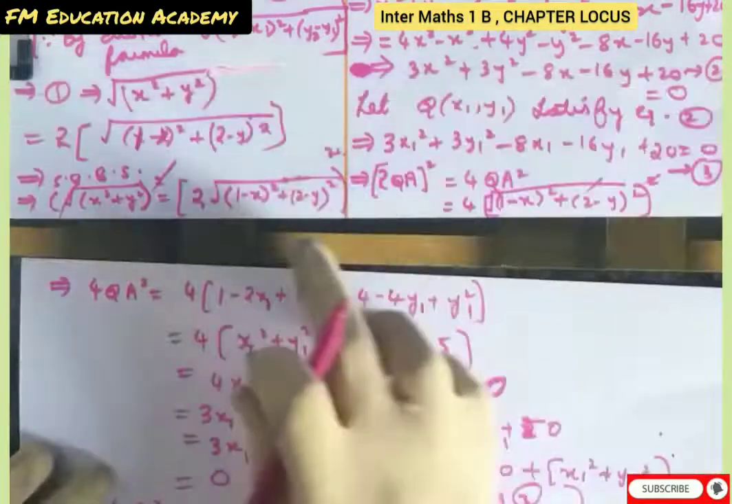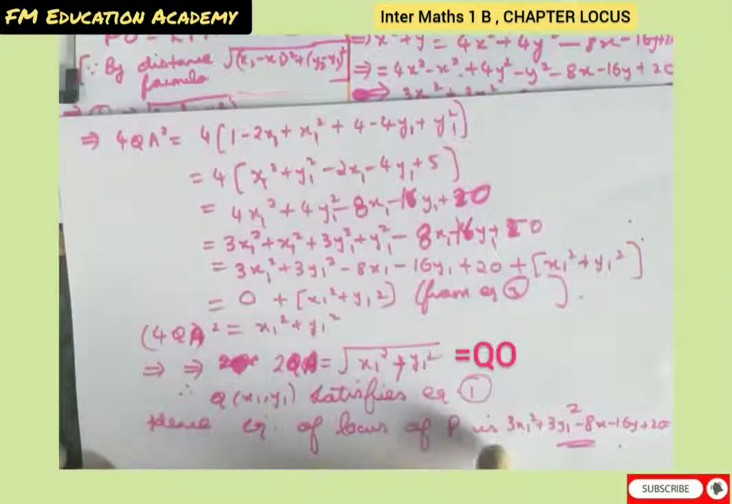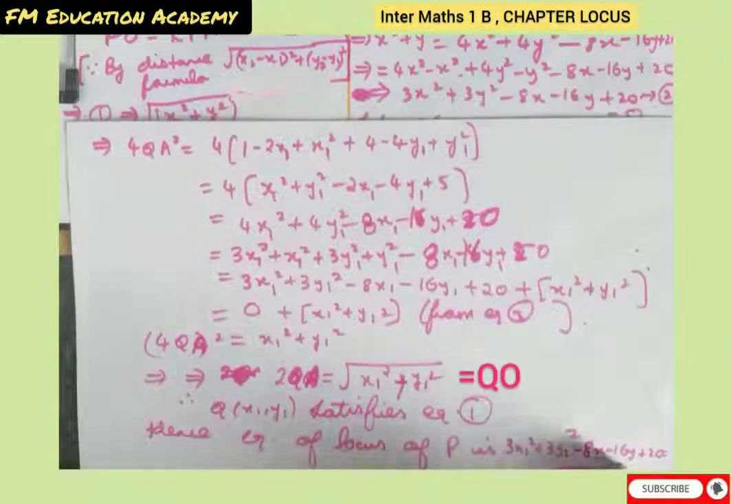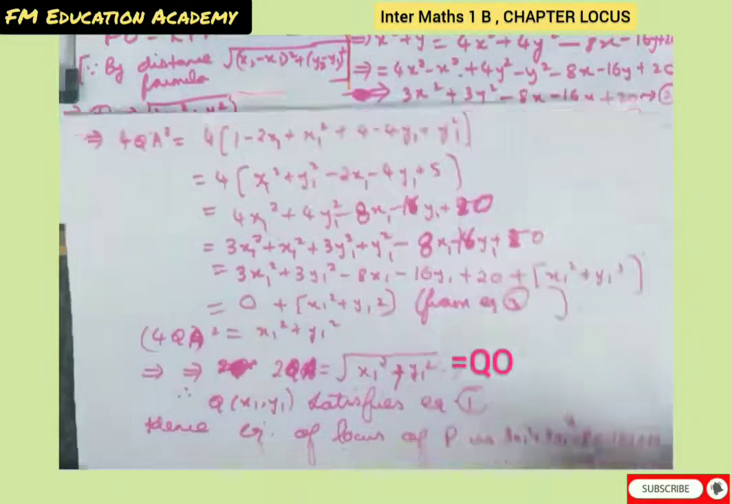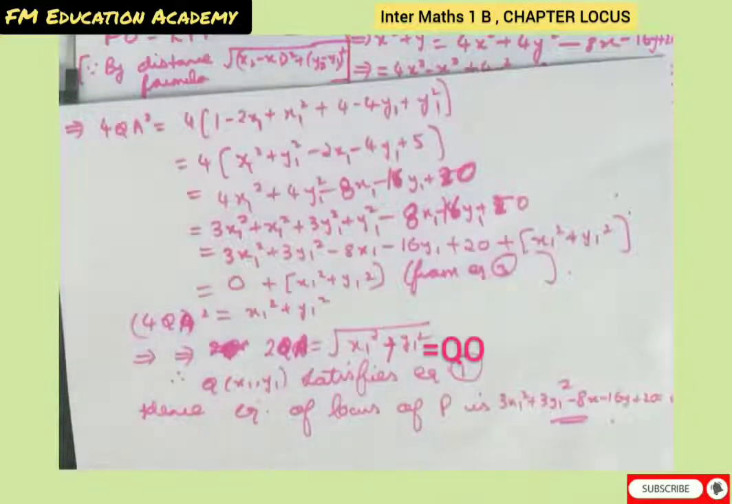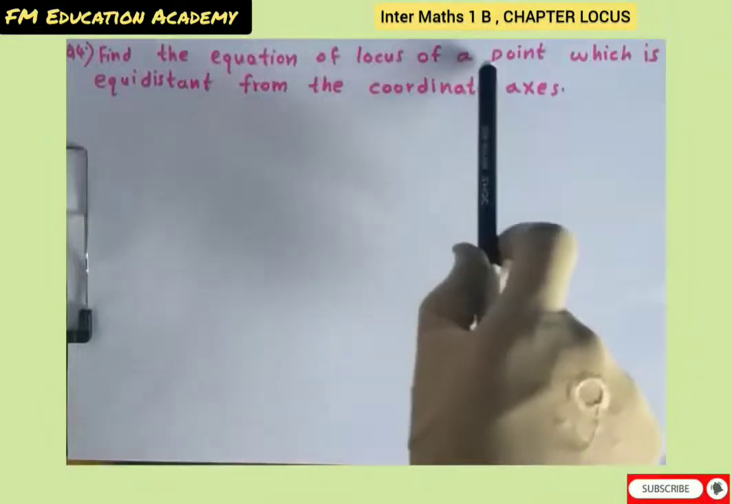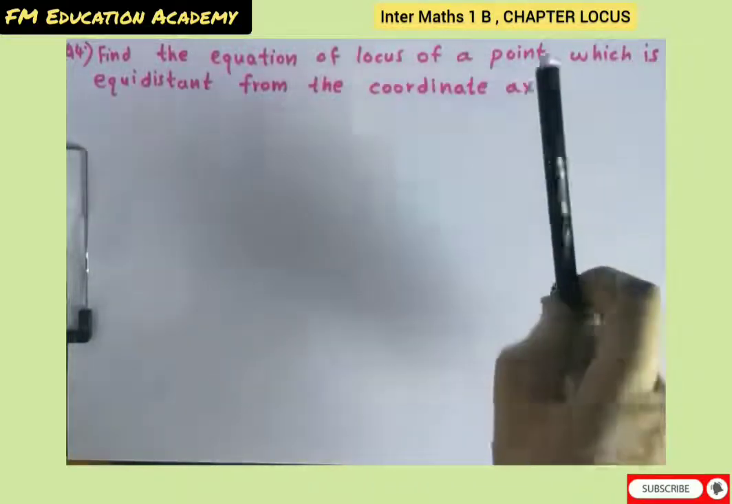Hence, the equation of locus of P is 3x square plus 3y square minus 8x minus 16y plus 20 is equal to 0. This is the equation of locus. So this completes our sum 3. Question 4. Find the equation of locus of a point which is equidistant from the coordinate axis.